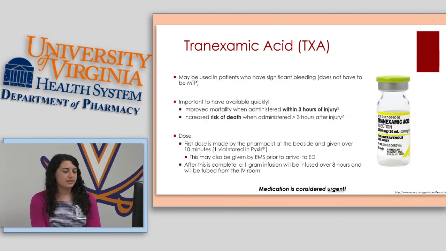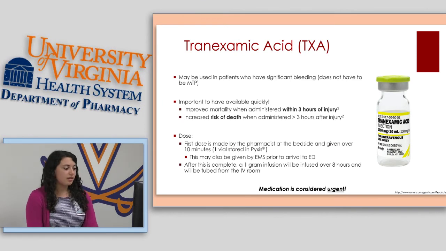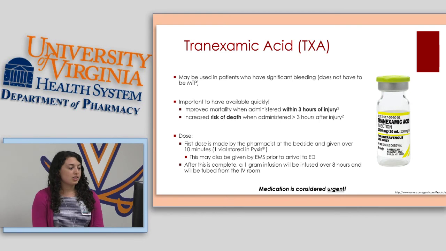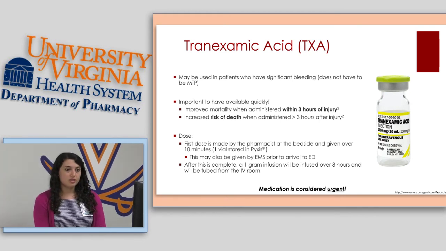And then lastly, tranexamic acid. So this can be given to a patient even if they're not receiving blood, but if they are bleeding. And the reason this is important to have available quickly is because in the studies when this drug was looked at specifically in trauma, it had improved mortality when it was given within 3 hours of the injury, but then it actually had an increased risk of death if it was given greater than 3 hours after the injury.